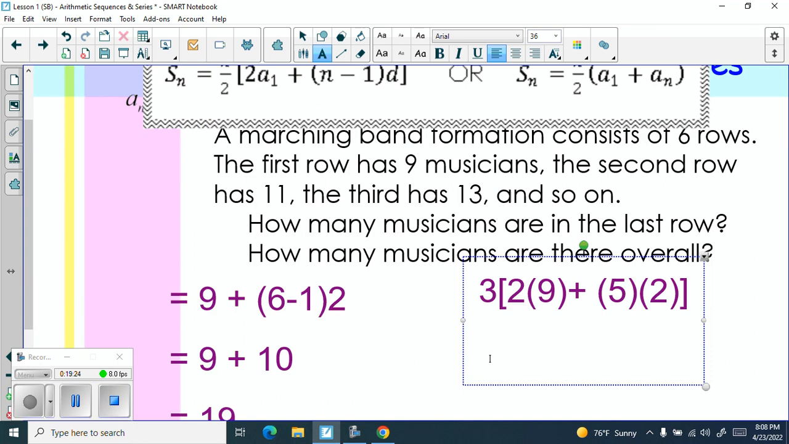So 2 times 9 is 18. 18 plus 5 times 2, 10, is 28. So now we just need to do 3 times 28. And 3 times 28 is 84.